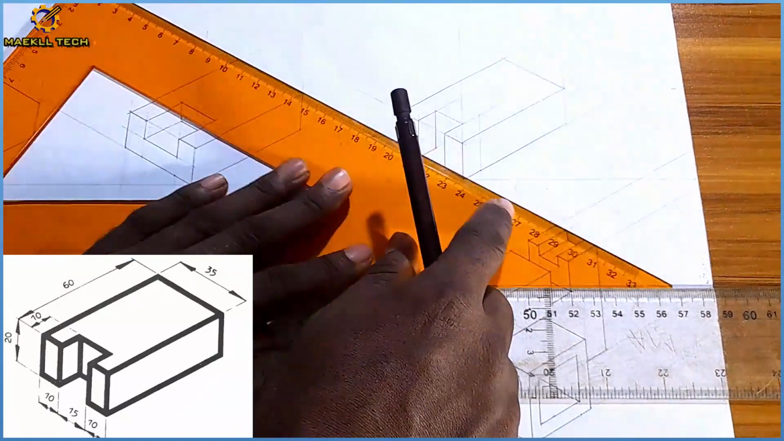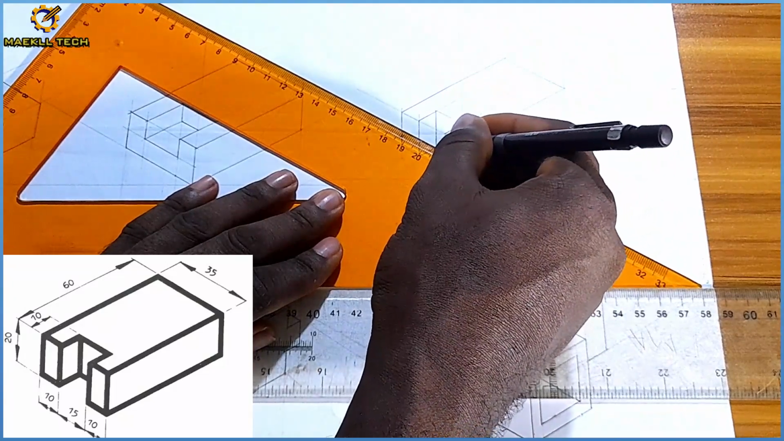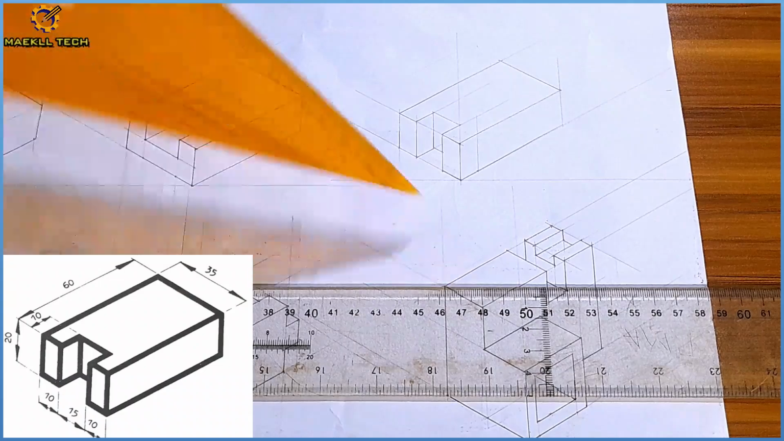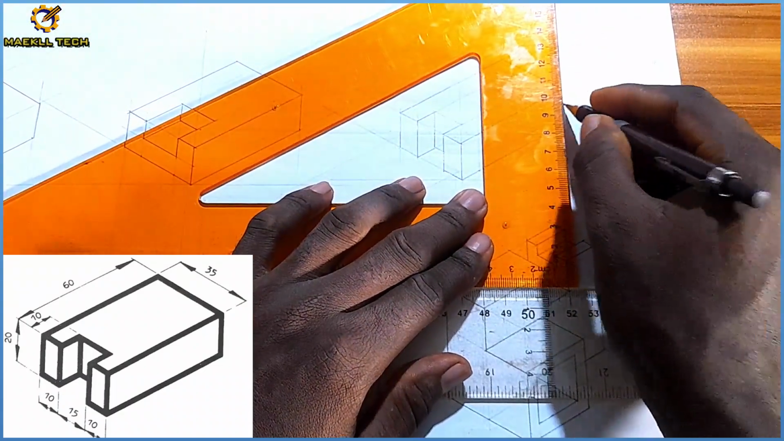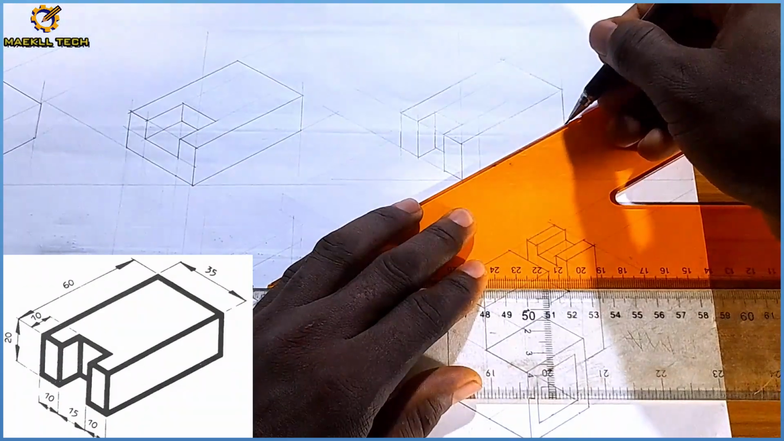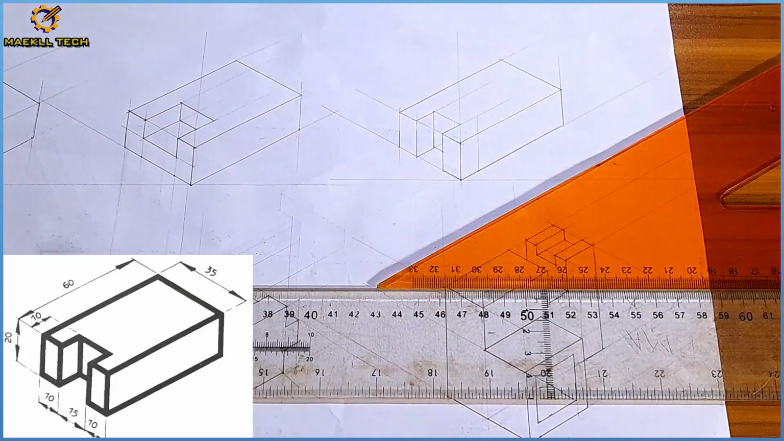And this comes here like this, and that is okay. I'm going to thicken this at the back here, and probably this, I don't think. And that is the production of our object in isometric drawing.